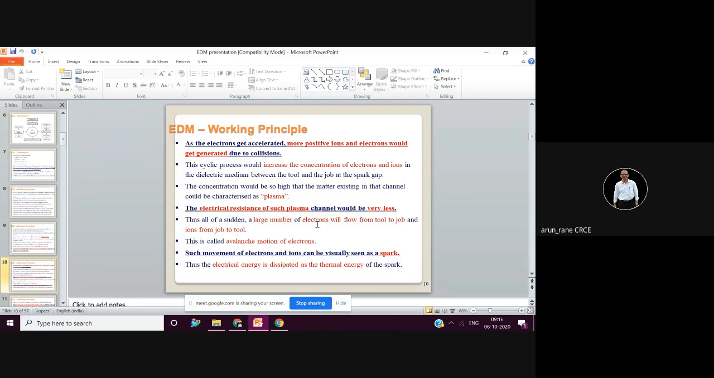So this much explanation is not required. You can just write in short that the electrode is connected to the negative and the workpiece is connected to the positive. Then electrons are directed towards the workpiece and the erosion occurs. So these 5-6 lines are enough.